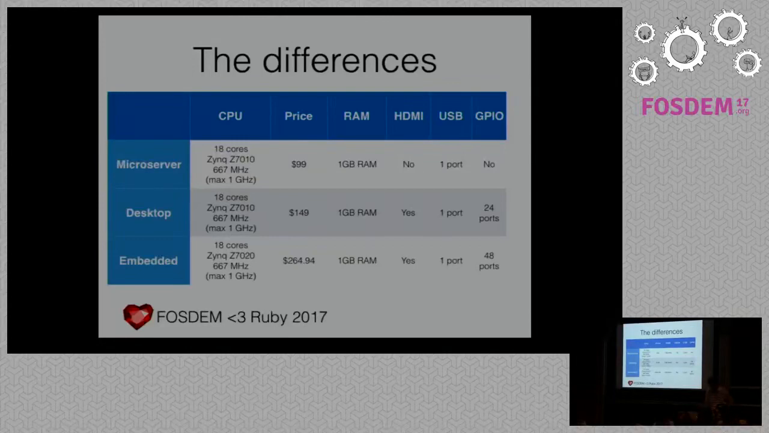The desktop and embedded have HDMI. The microserver doesn't, and they have only one USB port. So you need to plug something else in if you want to poke around with that: mouse, keyboard, and all that kind of stuff. And the desktop has 24 ports, and the embedded 48.